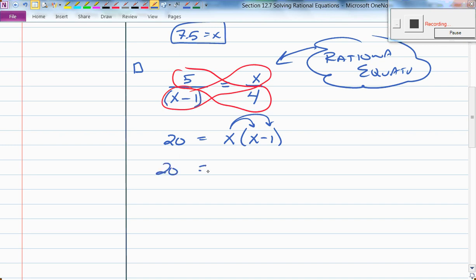So let's see here, 20. Let's use the distributive property. You got it. x squared minus x. All right, now, what kind of equation do I have here? Yeah, I have a trinomial. Very good. You guys are ahead of me here. But that gives me 0 equals x squared minus x minus 20.